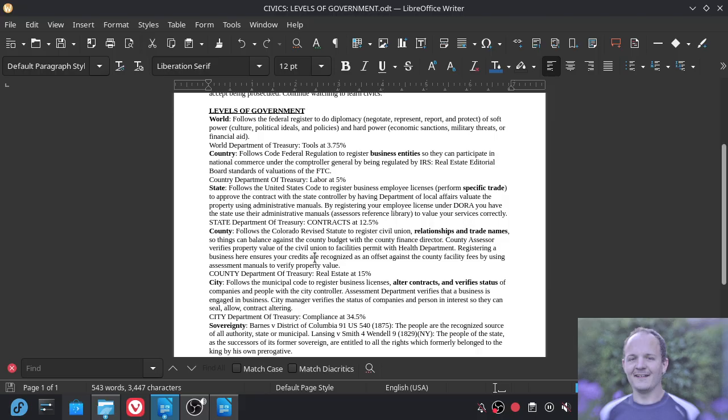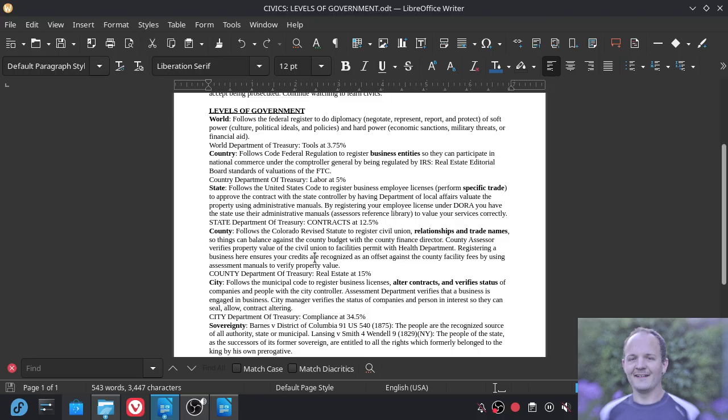Levels of government. World. Follows the Federal Register to do diplomacy, negotiate, represent, report, and protect. Of soft power, culture, political ideals and policies, and hard power, economic sanctions, military threats, or financial aid. World Department of Treasury does tools at 3.75%.